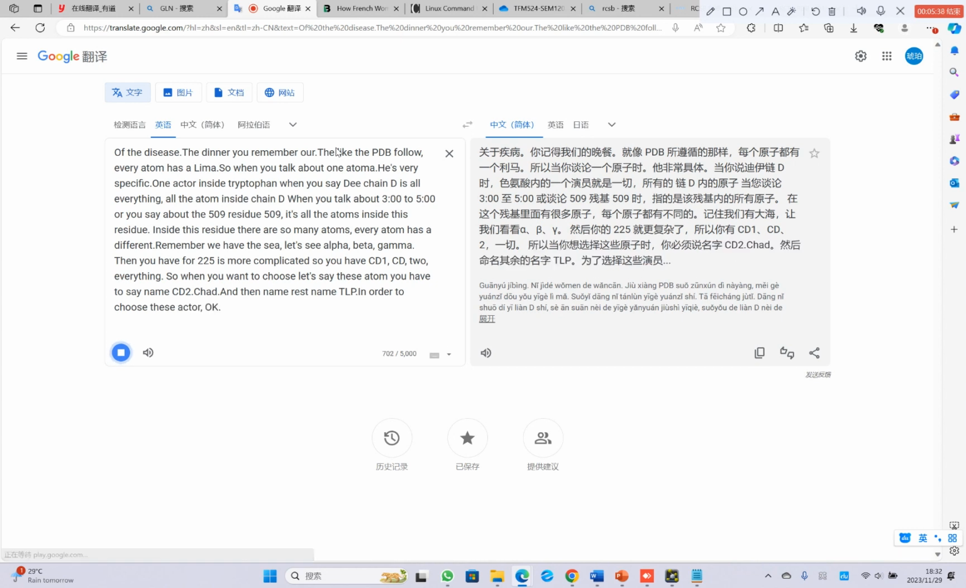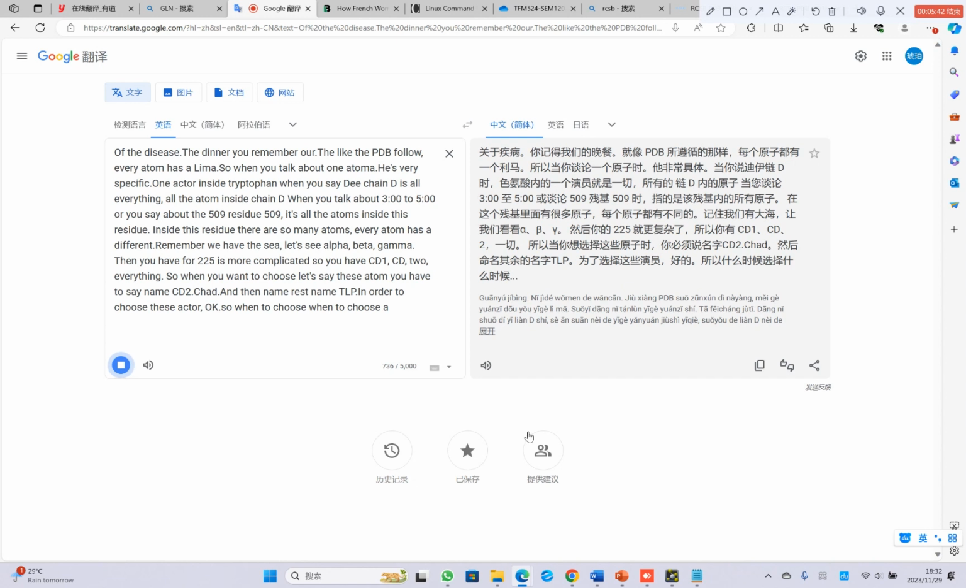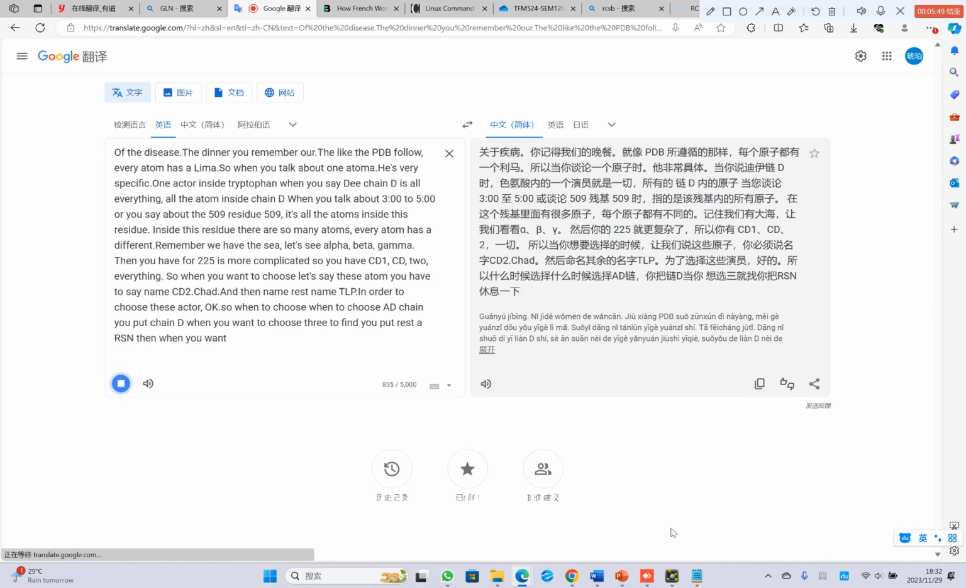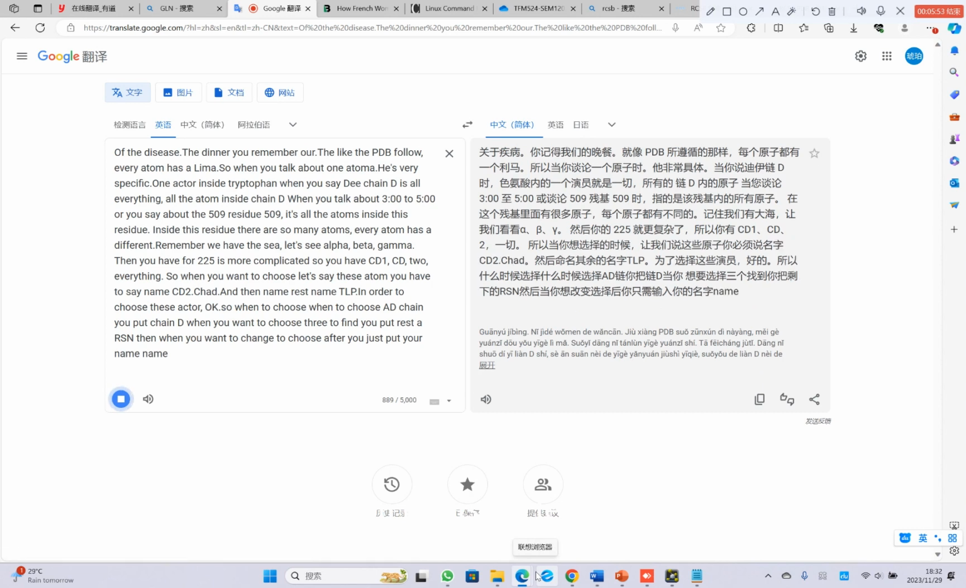Okay. So when you want to choose a D chain, you put chain D. When you want to choose tryptophan, you put resn. Then when you want to choose an atom, you just put name. Name means you select the atom.